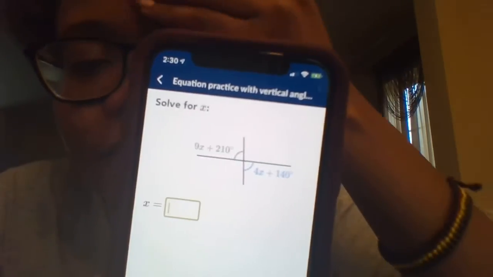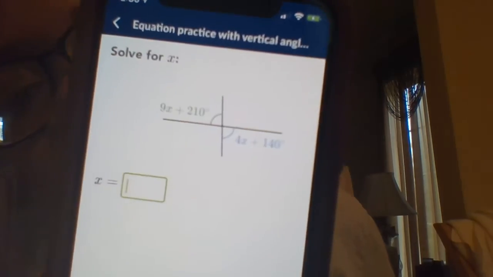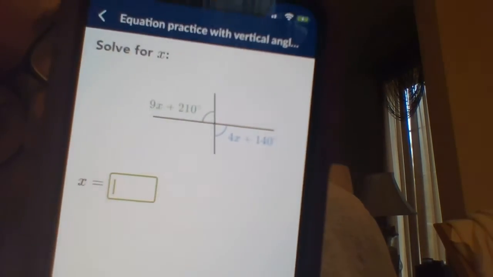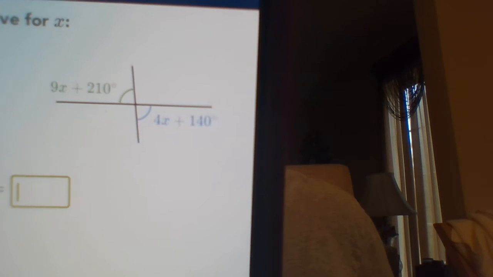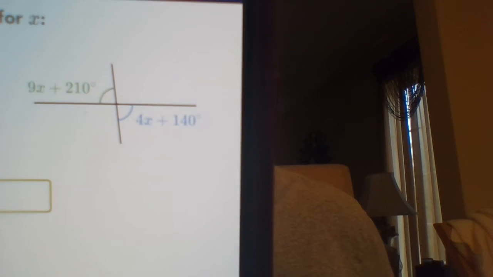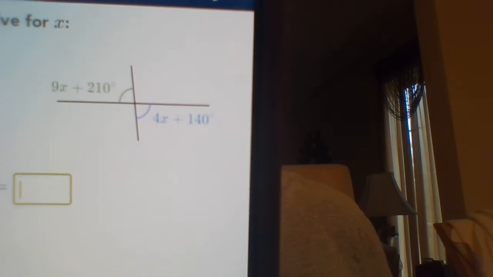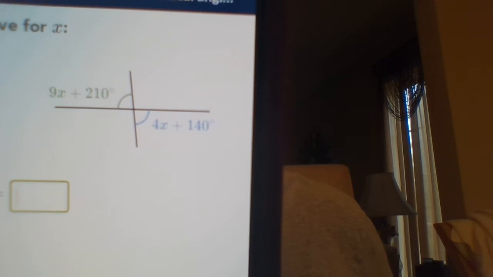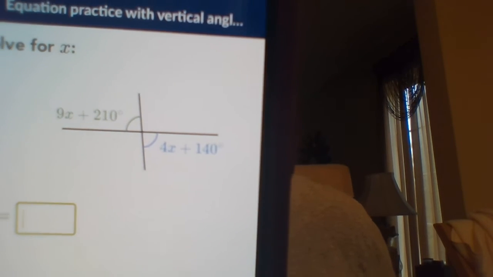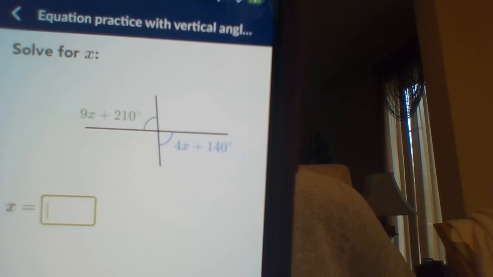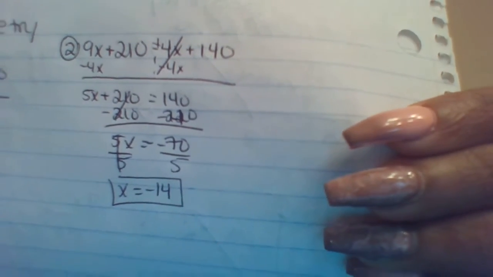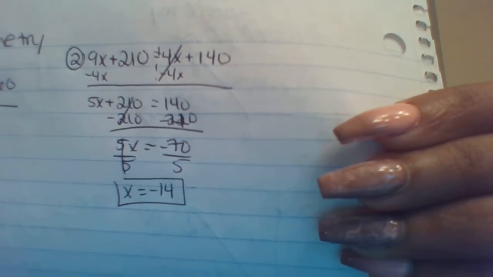The other problems that I was working on in this set pretty much have the same setup, but I did want to show you how to do this problem because there is a slight difference. So again, vertical angles are equal, so we're going to set up an equation where these two expressions, 9x plus 210 and 4x plus 140, are equal to each other. So again, this is the second problem we're reviewing in the set. And if I said expression in the previous clip, please note that should be an equation. So our equation is 9x plus 210 is equal to 4x plus 140.